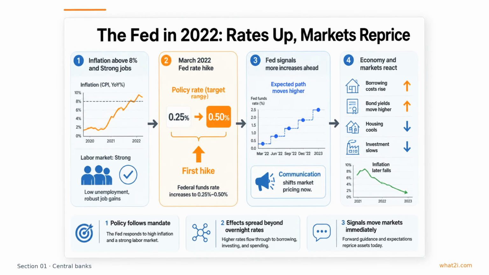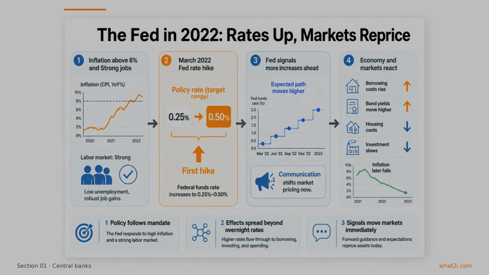Borrowing costs rose across the economy, especially in rate-sensitive areas like housing and business investment. Over time, inflation came down, while parts of the economy cooled. The lesson for traders is that the expected policy path can reshape markets long before the full economic effects appear.